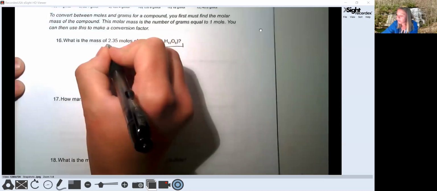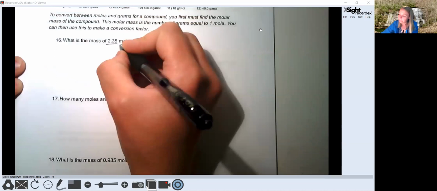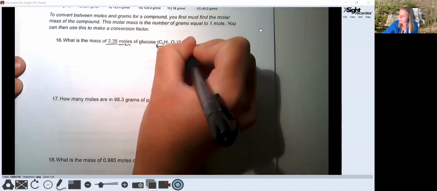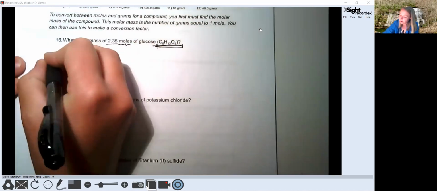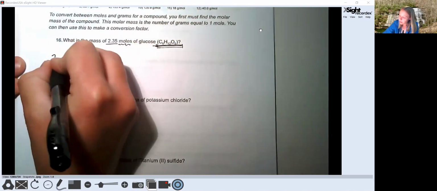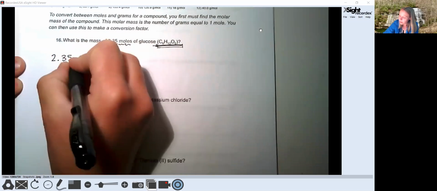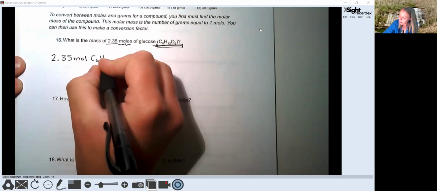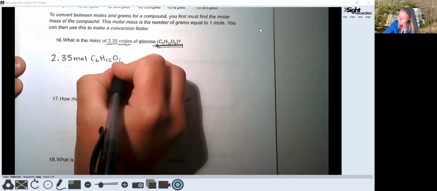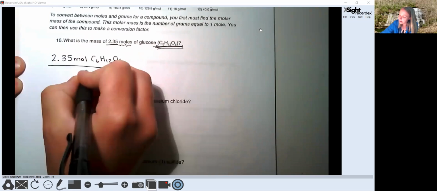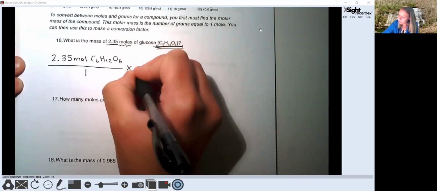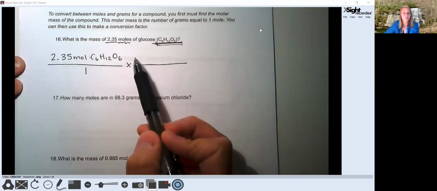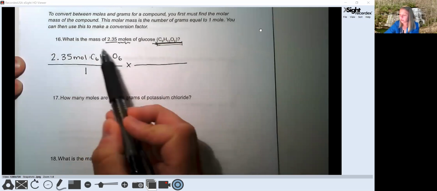And our value here's the 2.35. Our unit is moles, and then our substance is this glucose, but we're going to put in the formula. So I'm going to underline the formula as the substance. So let's see, 2.35 moles, MOL, of glucose, which is C6H12O6. Now I'll put it over 1, times the conversion factor. And we know we want this moles of C6H12O6 to cancel out. So we're going to drag and drop that on the bottom.